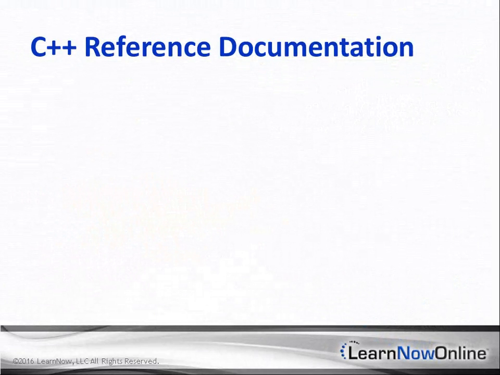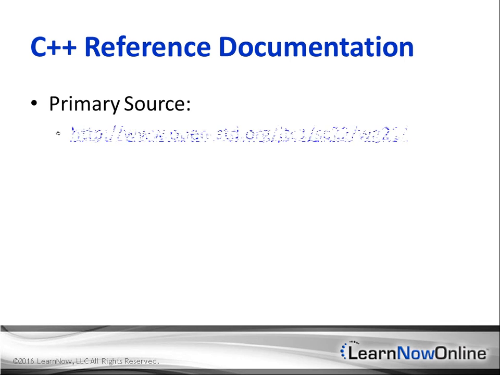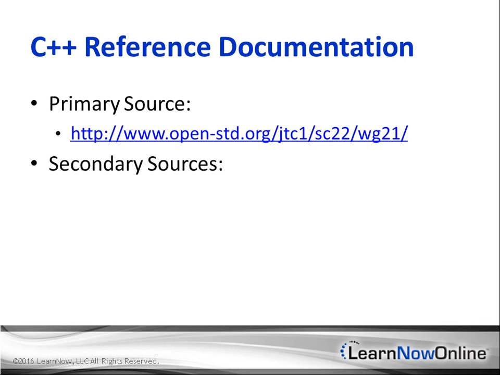C++ reference documentation. So where can you go to get at C++ reference documentation? Well, there are several sources that you can go to. There's the official C++ language standard website, which is the primary source, but it can be a bit dry and boring to read. It is available at www.open-std.org.